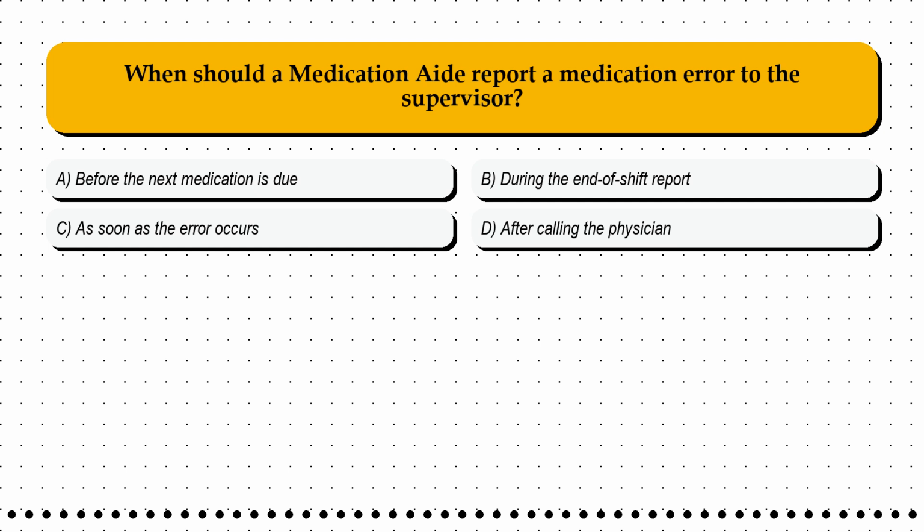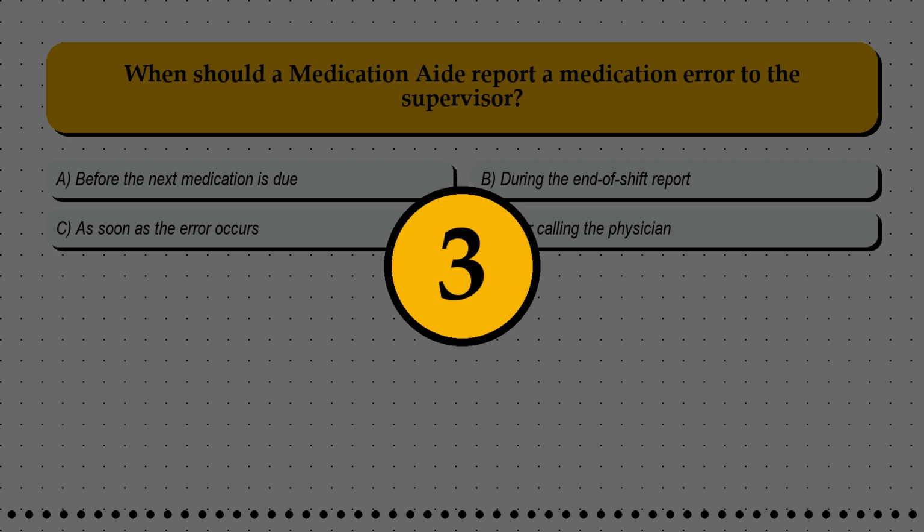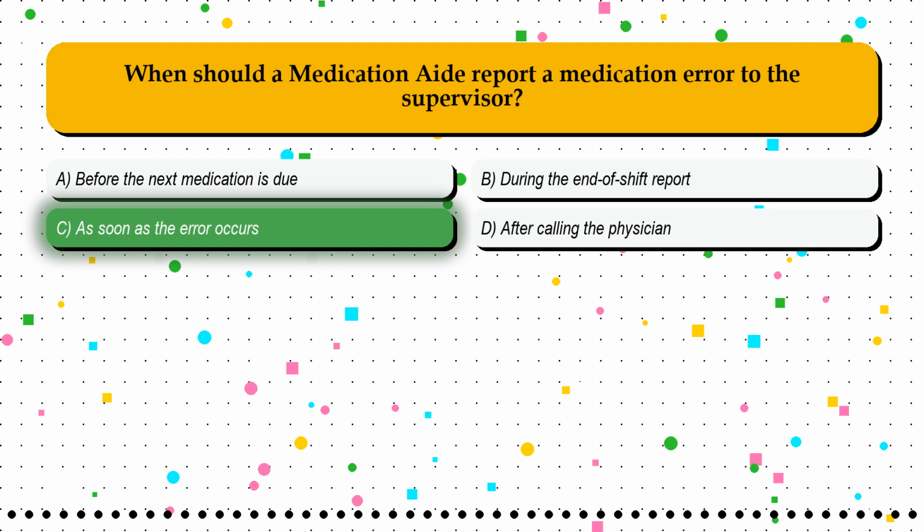Question 2. When should a medication aide report a medication error to the supervisor? Option A. Before the next medication is due. Option B. During the end of shift report. Option C. As soon as the error occurs. Option D. After calling the physician. The correct answer is option C. As soon as the error occurs.